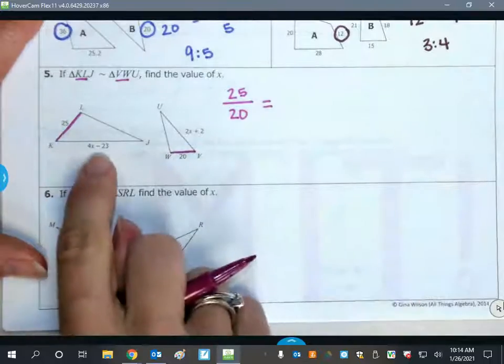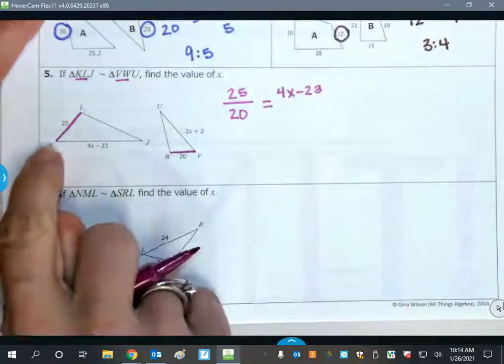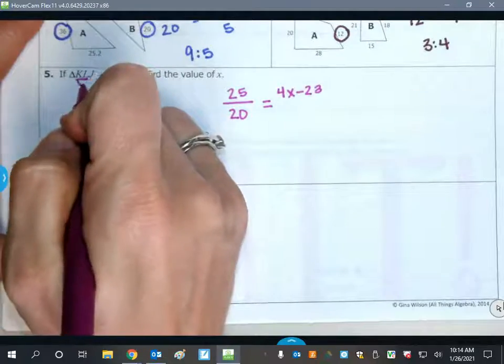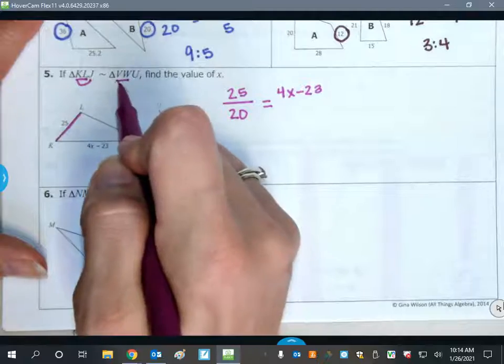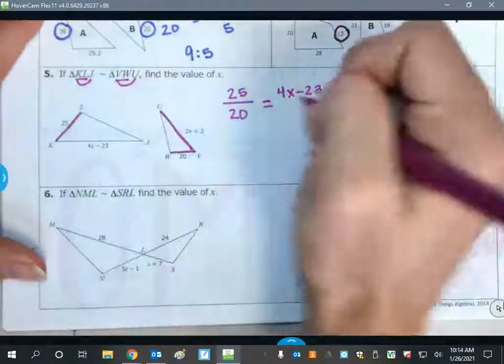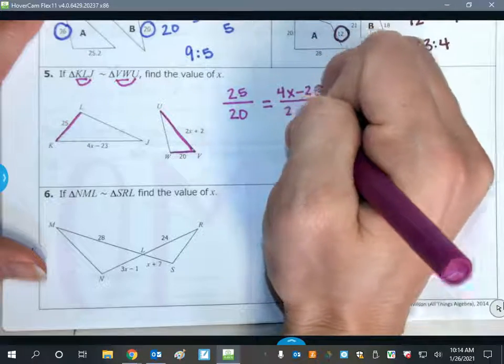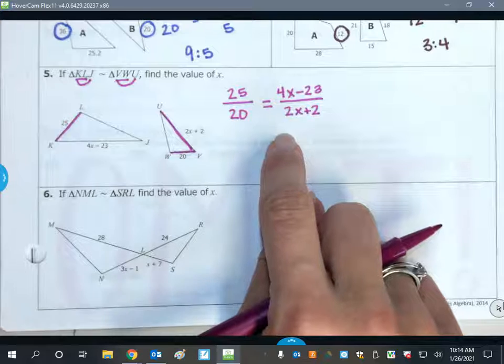equals 4x minus 23, which is KJ. And you notice that KJ is the first letter and the last letter, which is going to correspond to VU, which is 2x plus 2. So that's our ratio. Go ahead and solve that for x.